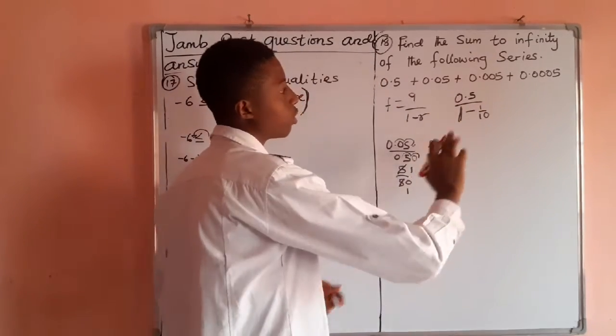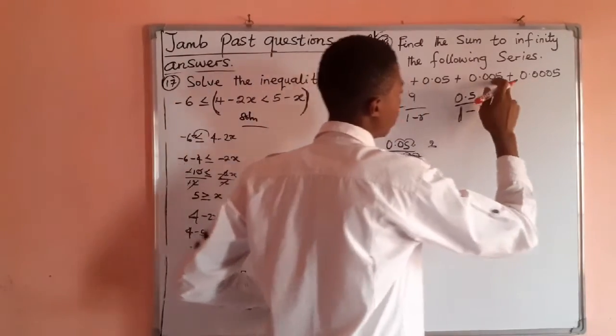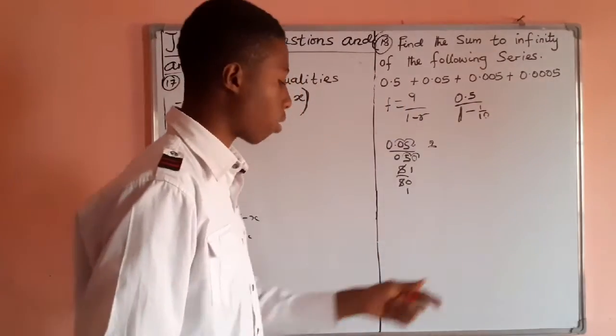If you continue, you will see it will keep being the same. If you divide this by this, it will still give 1 over 10. So this is our common ratio.